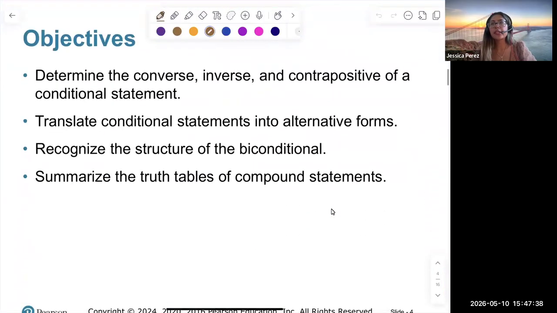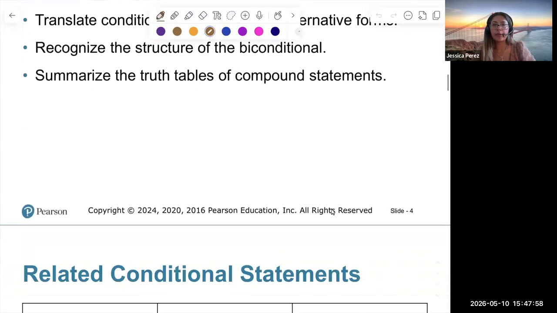What is the objective of this lesson? The objective is to find the converse, inverse, and the contrapositive of a conditional statement. We wish to translate conditional statements into alternative forms. We wish to recognize the structure of the biconditional. So what is a biconditional statement? We wish to summarize the truth table for compound statements.